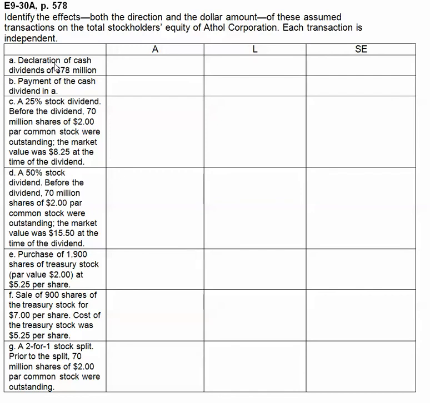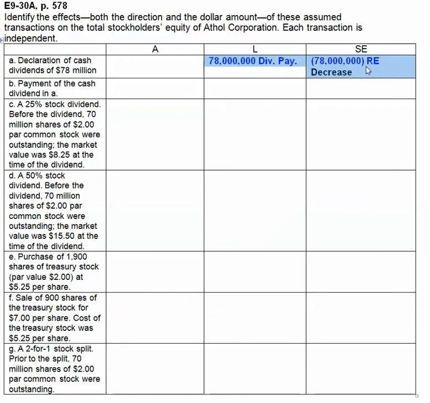So again, remember the 3 dates. You've got your declaration date, at which point you're going to credit your dividends payable and debit retained earnings. Now when you do this in MyLab, it'll ask what happens to shareholders' equity, and it decreases. Then on the date of record, they will figure out who actually is entitled to the dividend.